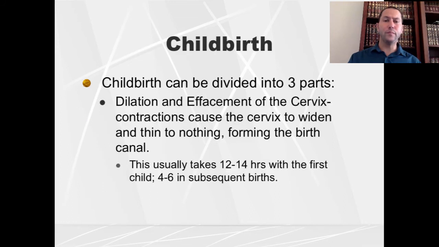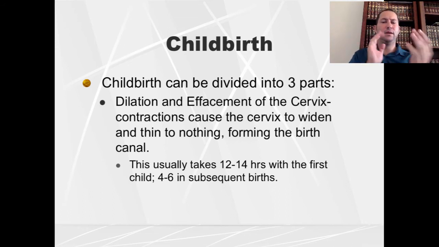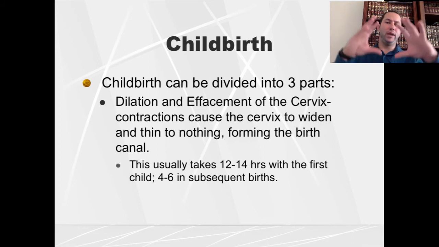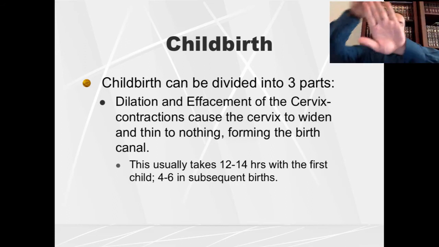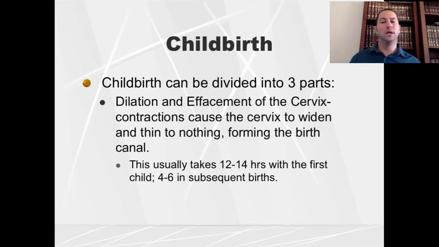Now, childbirth. Childbirth can also be divided into 3 parts. So let's go through it. Dilation and effacement of the cervix. Basically, remember that thick uterine wall? It needs to thin to nothingness, right? And that's effacement. Dilation is the opening of the aperture. You need to open the vaginal canal up to 10 centimeters, which is roughly the circumference of one's hand.